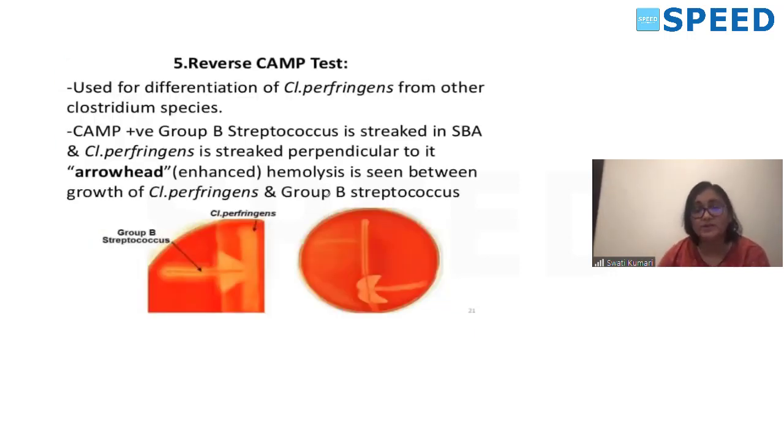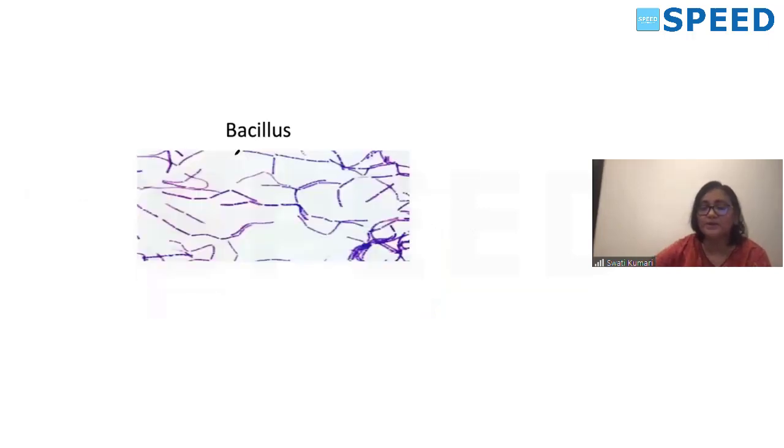Now coming to the reverse CAMP test. We have seen the CAMP test, right, in group B streptococcus diagnosis. Now this is the reverse CAMP test, which is done for Clostridium perfringens. Here you use group B streptococcus and Clostridium perfringens, and you get an enhanced zone of hemolysis when you culture them perpendicular to each other. If an enhanced zone is seen, it is the reverse CAMP test. In the CAMP test, which you have read in group B streptococcus diagnosis, Staphylococcus aureus and group B streptococci were used. Okay, now coming to Bacillus.